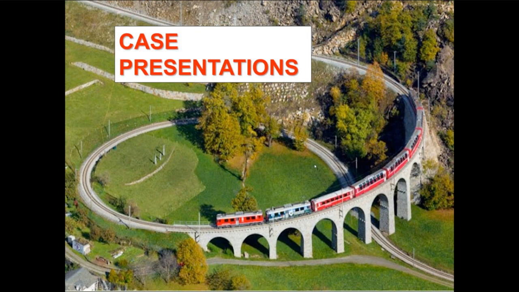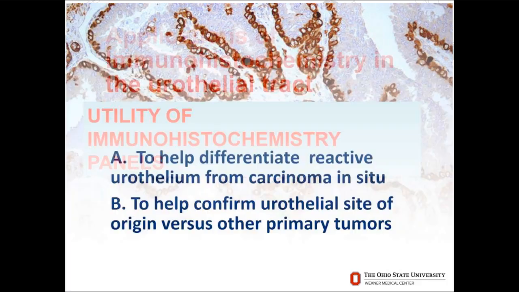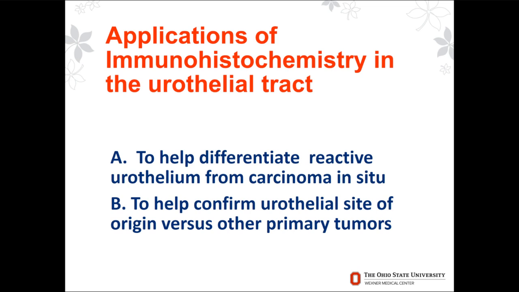So with this, I will pause and I will talk about how we can utilize immunohistochemistry. So IHC has a value in bladder cancers, and there are some applications. The key things when I order immunostains, or when my residents order immunostains, are to help differentiate reactive urothelium from carcinoma in situ or dysplasia, and to help confirm urothelial site of origin versus other primary tumors.